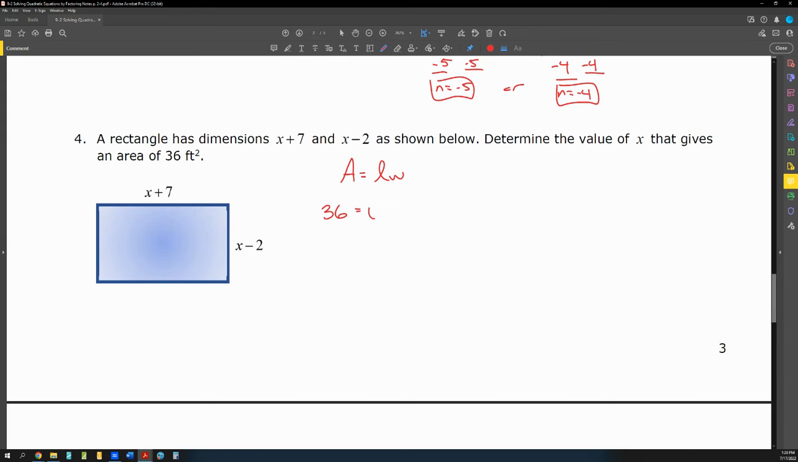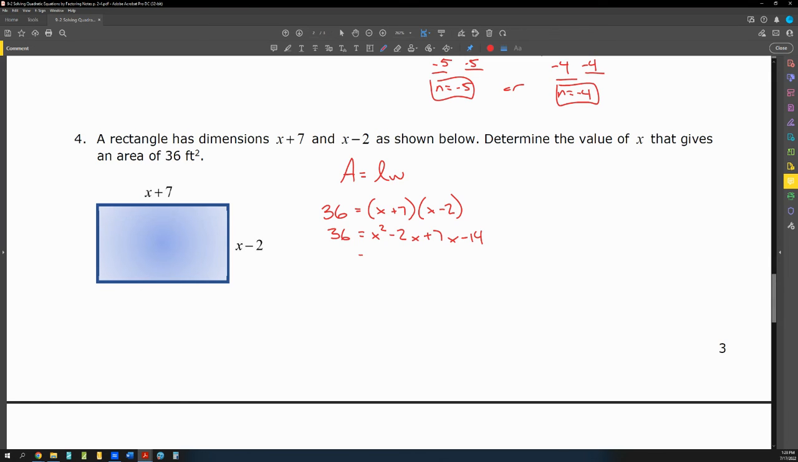And I know that the length of this rectangle is represented as x plus 7. And I know the width is represented as x minus 2. You might have flipped those around. That's totally fine too. We're taking the product. So now I'm going to go ahead and multiply those two binomials, x plus 7 and x minus 2. And I get x squared minus 2x plus 7x minus 14. And that's all equal to 36.